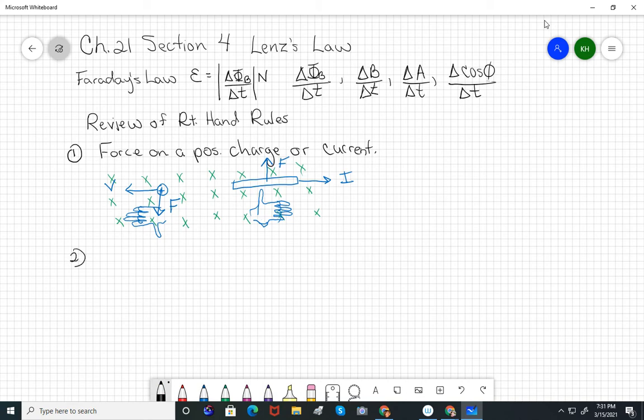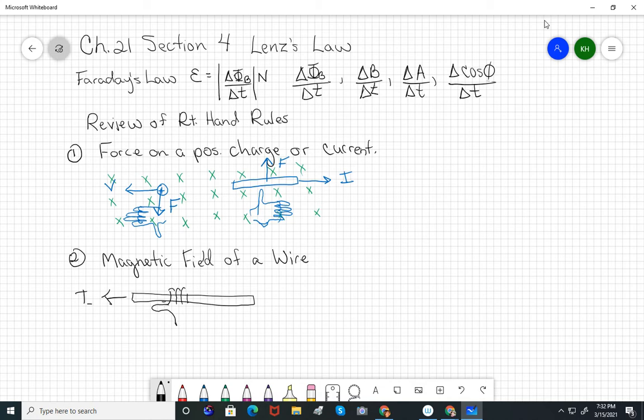Our second right-hand rule is about the magnetic field of a wire, a long, straight conductor. In that case, if we have a conductor, let's let the current go this way. We just grab it with our right hand. So in this case, if I take my right hand, with my thumb pointing in the direction of the current. So there's my thumb. My fingers are actually going to be like this when I curl them around.